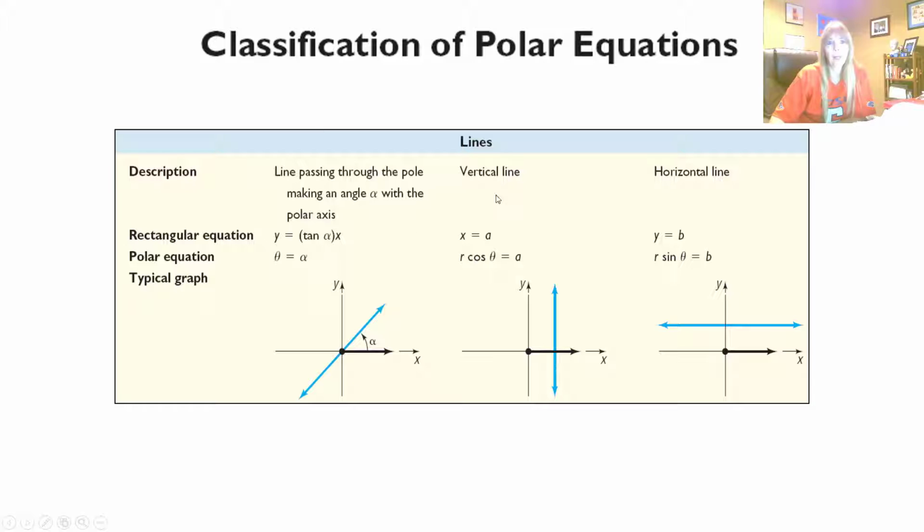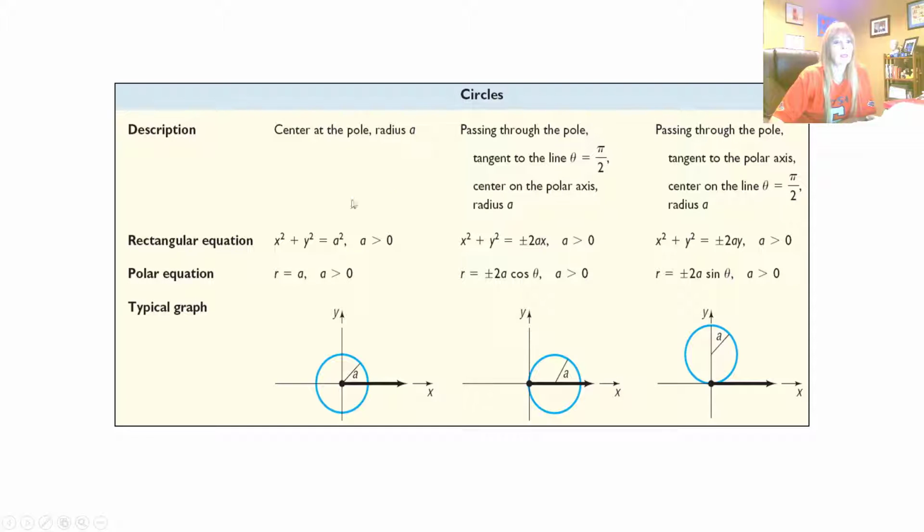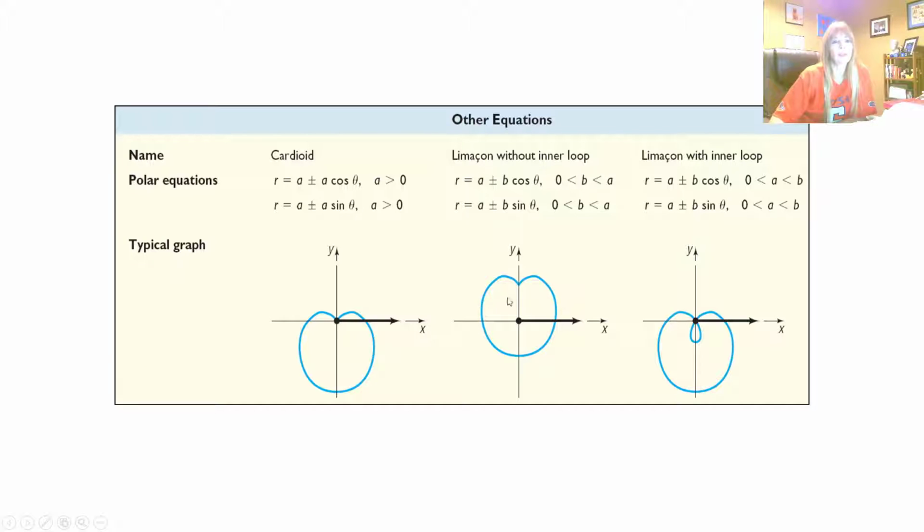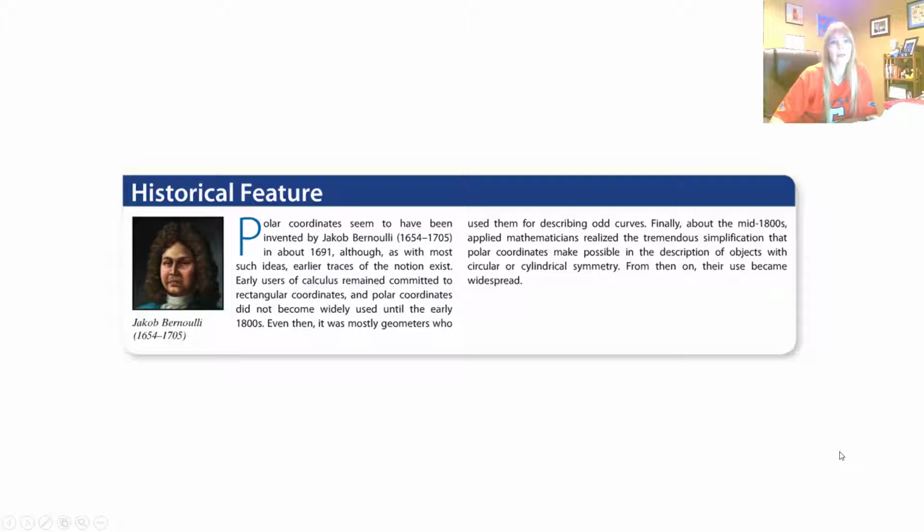All right, so just an overview of the classification of the polar equations. These are probably the main ones you need to realize: how did we get the line? Remember, we took tangent on both sides. The vertical line, because cosine is x. The horizontal line, because sine is y. And then circles centered at different places, and what the graphs would look like. These last equations are just for funsies. You won't be tested on them, but they're for those of you with an interest in some weird looking graphs. There's a little history right there. Feel free to read it.